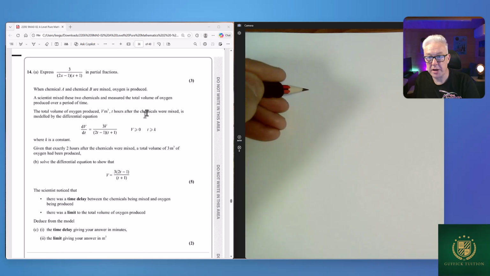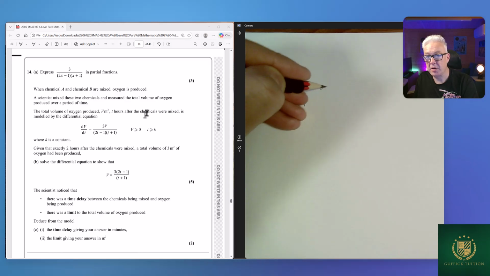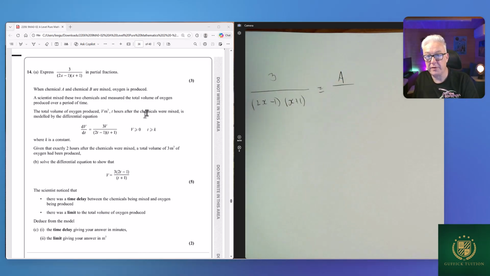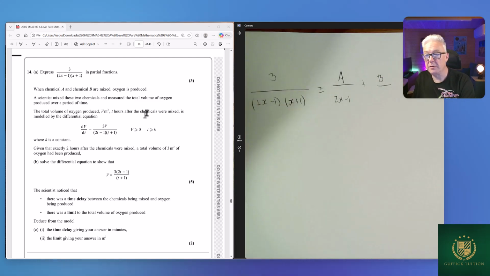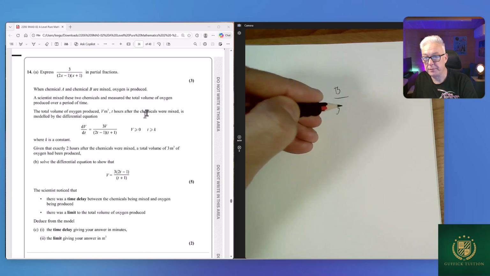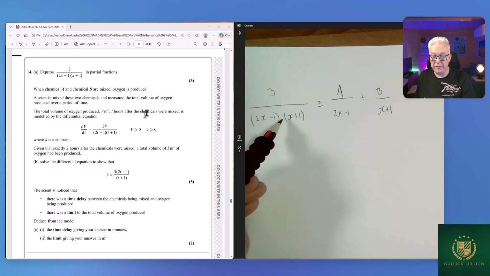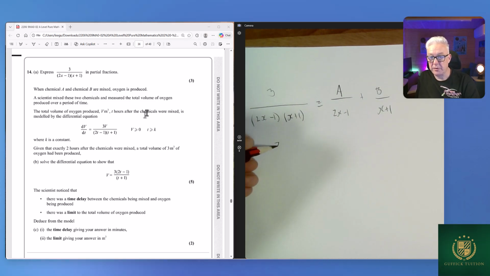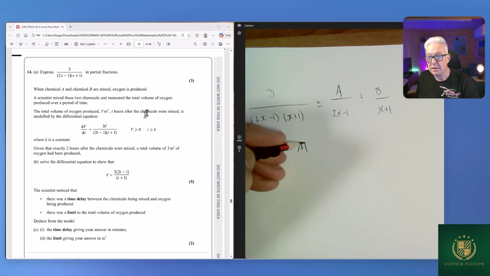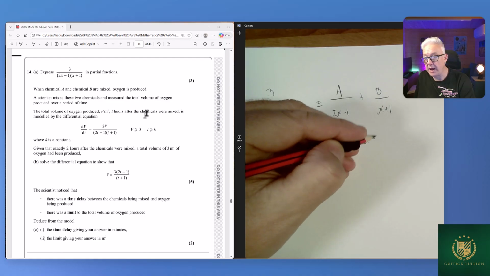So we're going to write 3 over (2x minus 1)(x add 1) as A over 2x minus 1 plus B over x add 1. And then what we do is we imagine that we're going to multiply all the numerators by this denominator. So we're then going to write 3 is going to equal A times (x add 1) plus B times (2x minus 1).